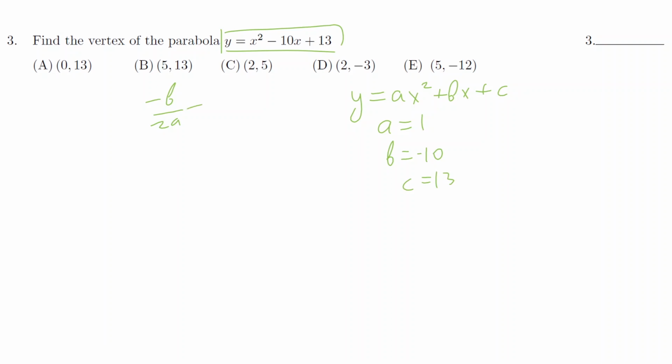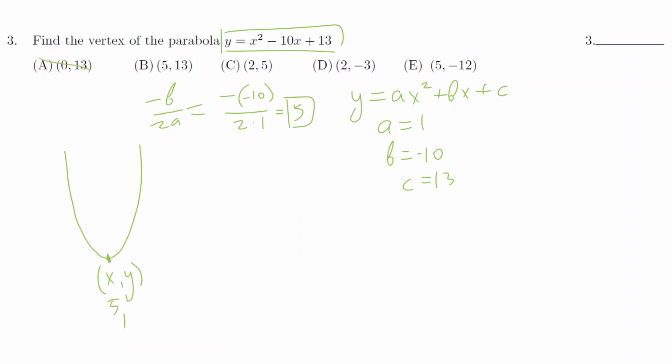So if I plug in negative b over 2a, it's going to be equal to negative b, so negative 10, over 2 times 1, which is equal to 5. So now I know the x coordinate of the vertex. The vertex is just a point, right? So if you have a parabola, this is the vertex. This vertex will have both x and y coordinates. So we know that the x coordinate is 5. We don't know what our y coordinate is.